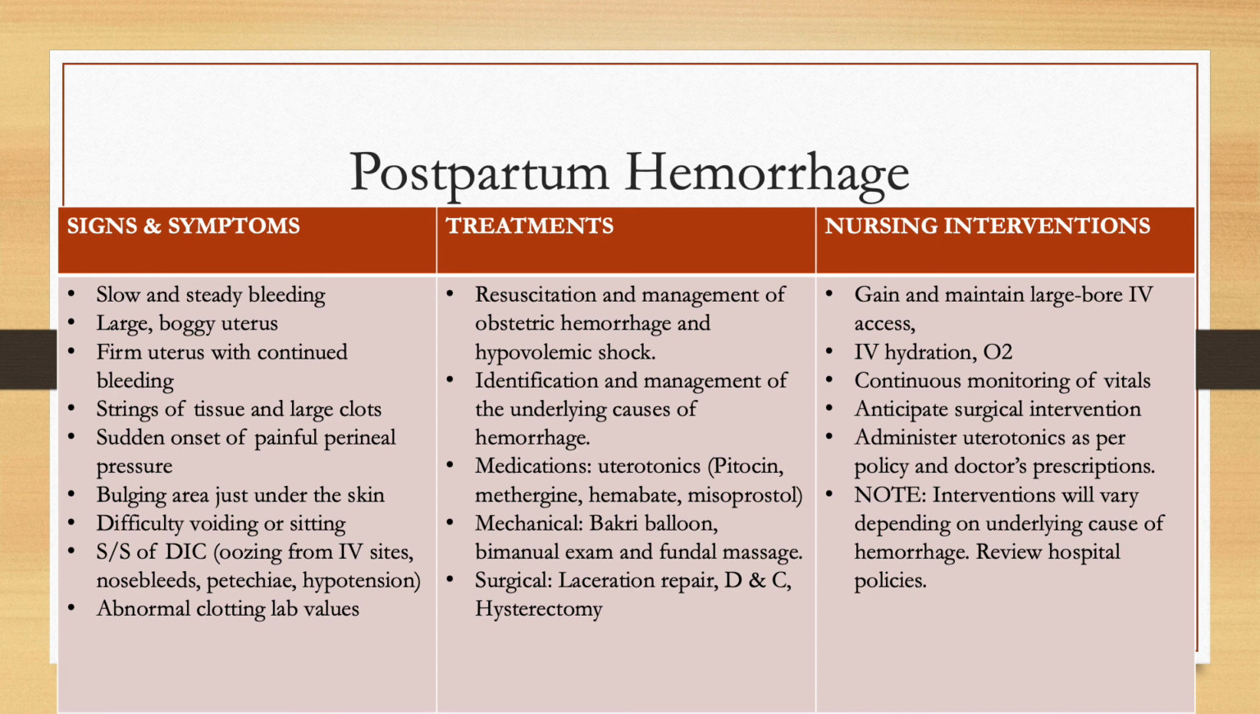You have to make sure that you have a large bore IV access, and if you don't have one, you need to make sure that you establish one. And if you have one, you might want two. Okay, IV hydration. We want to definitely make sure that our patients are well hydrated. Continuous monitoring of vital signs. Anticipate surgical intervention. Administer uterotonics as per policy and provider's prescription. Interventions are going to vary depending on the underlying cause of the hemorrhage. You must be familiar with hospital policy. Okay.